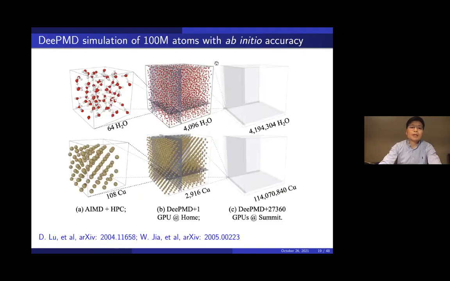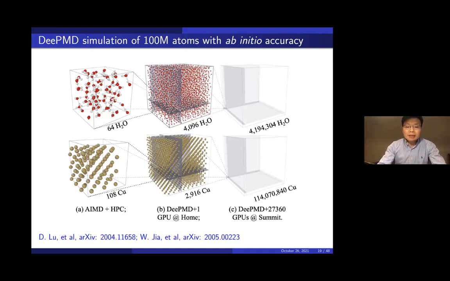And by combining with high performance computing, we can perform molecular dynamics with ab initio accuracy, with quantum mechanics accuracy, for systems up to like 100 million atoms. So this is last year's ACM Gordon Bell Prize, a prize for high performance computing. But what this really demonstrates is that now we can do reliable molecular dynamics for very large systems.